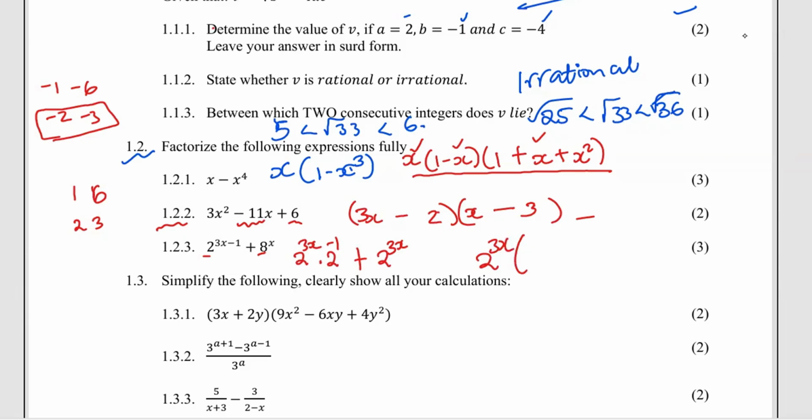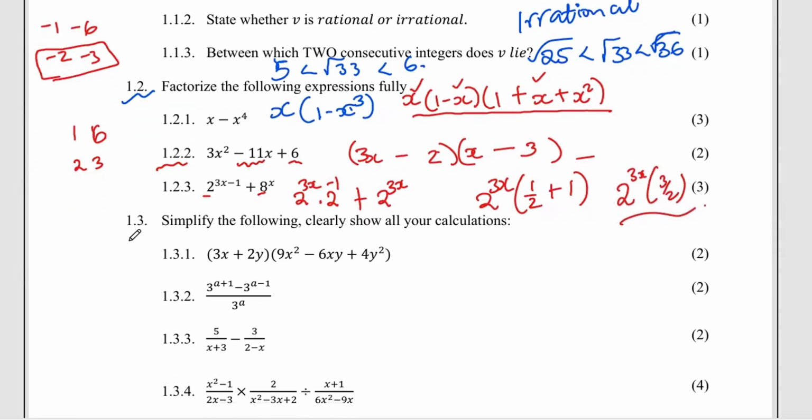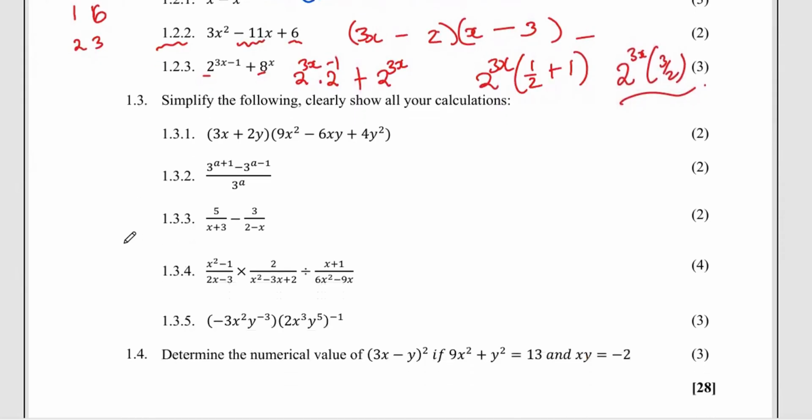2 to the negative 1, which is like a half. Plus, when you take this away, we have just 1 that is left. When you simplify this, it's just the same as 3 over 2. So 2 to the 3x into 3 over 2, something like that. Okay. Then 1.3, they want us to simplify, showing our calculations.